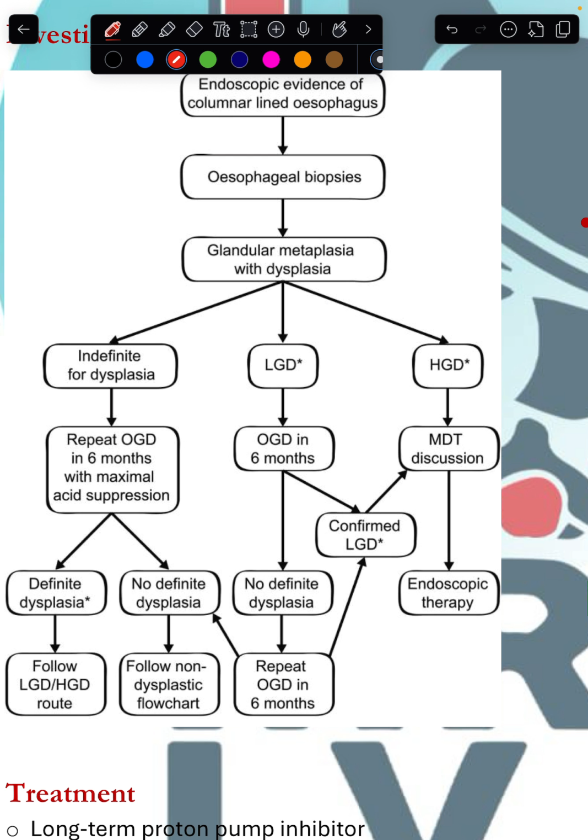Now, if the dysplasia is indefinite, repeat the endoscopy after 6 months. If you get a definite result, it is low grade dysplasia or high grade dysplasia. If there is no definite dysplasia, follow up. If low grade dysplasia, do an endoscopy after 6 months. If high grade dysplasia, multi-drug treatment has to be given and endoscopic therapy has to be done.